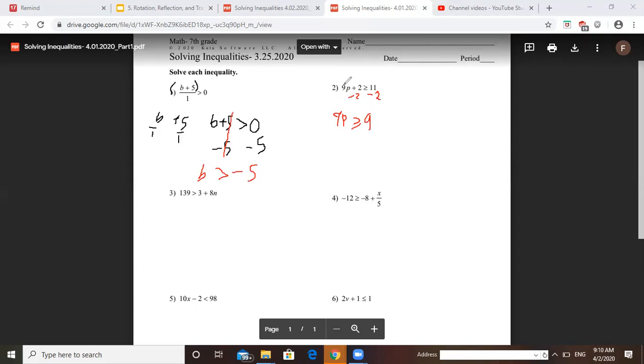So here we have 9p. 9p is the same thing as saying 9 times p. It's just easier to write it and looks way less messy than writing actually 9 times p. So since this is 9 times p, the opposite of that would be to divide by 9. Dividing by 9 over here and dividing by 9 over here. These two cancel out, and then we'd get our answer to be p is greater than or equal to 1. 9 divided by 9 is 1.